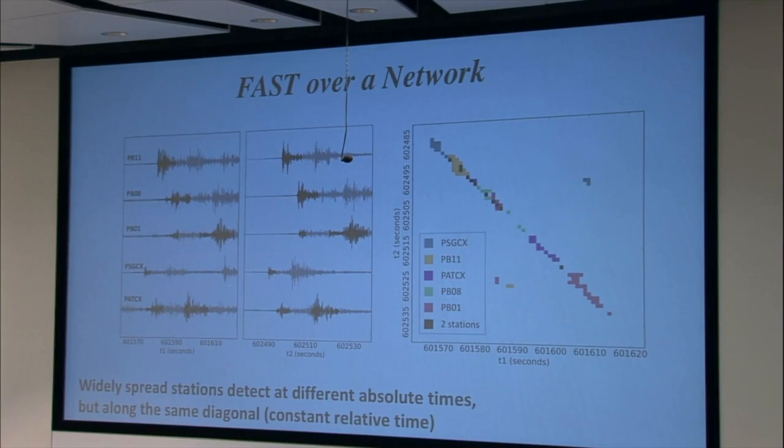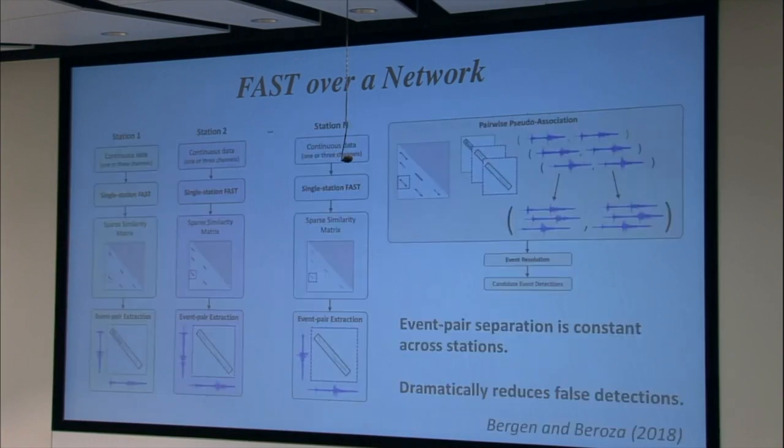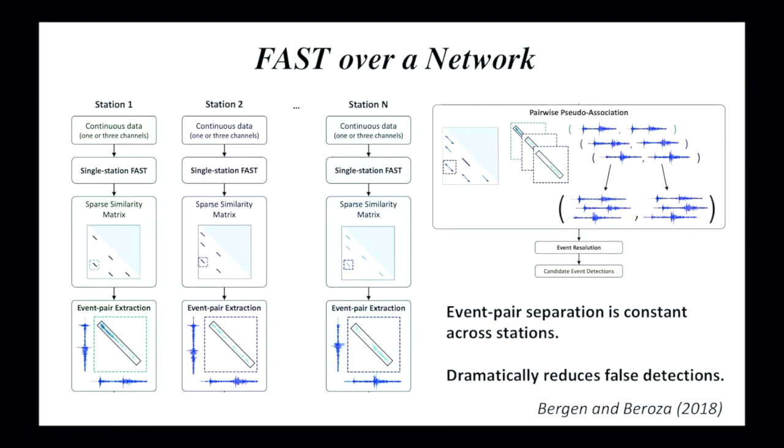For detecting over a network, we're doing this pairwise with a pair of times, and the relative time is preserved. Even though the phases arrive at different times at different stations, for a single event we get our similarity spread out along a diagonal of this similarity matrix. So we came up with an algorithm to capture those shapes and analyze them, and this dramatically reduces the false detection rate and allows us to set the threshold lower.